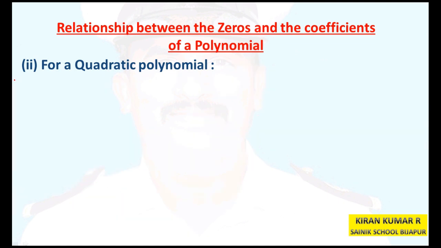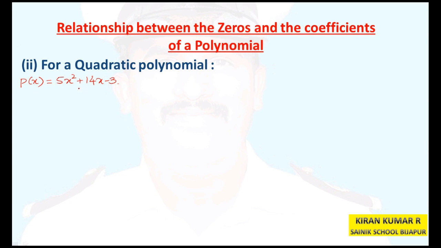Let us consider one more quadratic polynomial and check whether the sum of zeros is minus coefficient of x by coefficient of x square and the product of zeros is constant term divided by coefficient of x square. Let's check it. So let me consider one more quadratic polynomial, say p of x is equal to 5x square plus 14x minus 3. In this case, what is the product? Product is minus 15 and the sum is positive 14.